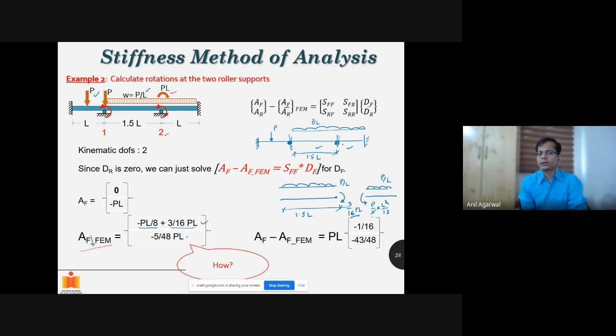So we have to take the difference of the two. So 1 by 12 minus 3 by 16. That's correct, because this is anti-clockwise, so this is positive. 1 by 12 minus 3 by 16 is how much? 4 minus 9 over 48, that is minus 5 by 48. That's what it is.